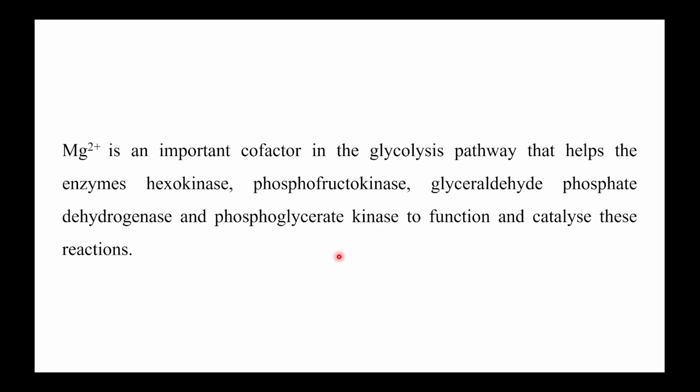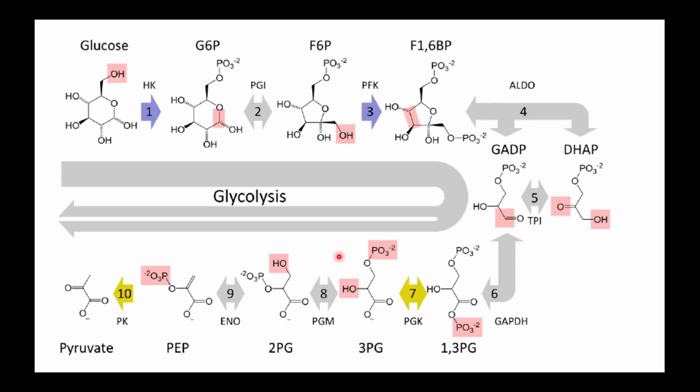If you see in this pathway, we have hexokinase, that is the first step of glycolysis. From glucose, it goes to glucose 6-phosphate, and hexokinase is the enzyme. So this also requires Mg2 plus. Then phosphofructokinase, which basically converts fructose 6-phosphate into fructose 1,6-bisphosphate. This is the second phosphorylation step. So this also uses Mg2 plus as a cofactor.